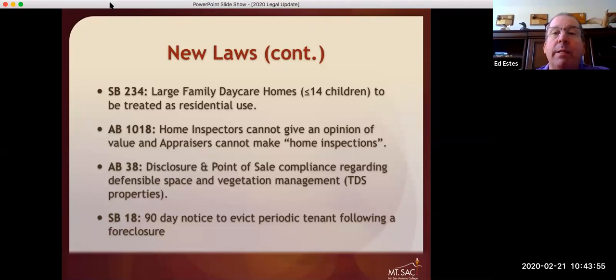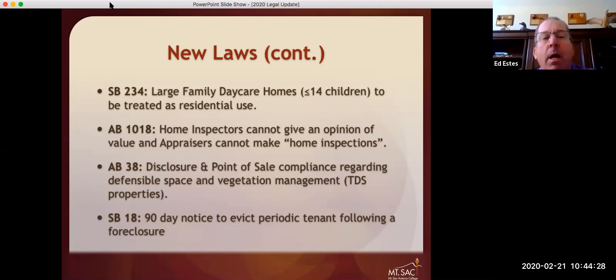So I think what the legislature is trying to do is make a clarification. Appraisers need to focus on determining the value of the property, and home inspectors are to focus on testing systems and coming up with an opinion on what the condition of the property is. There's always going to be an overlap here, but I think the legislature is trying to draw a line.